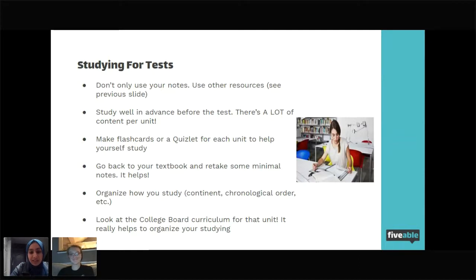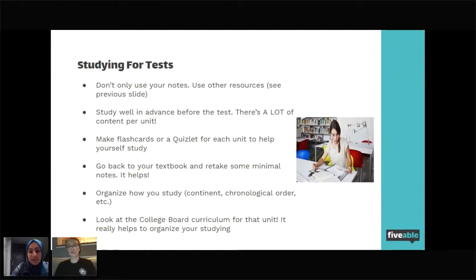You're not going to study as effectively because you're just going to be even more stressed that you have a test. There's a lot of content per unit. It's a lot. So I would recommend, again, spreading out your studying. So you're studying maybe a continent each day, or you're going in chronological order, but just try and spread it out some way.